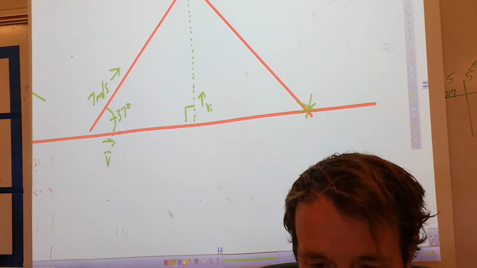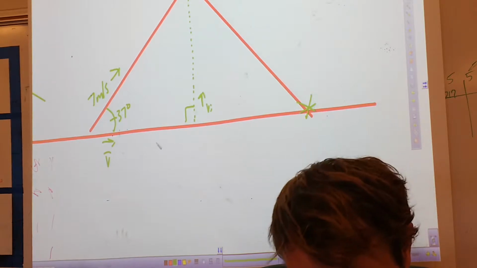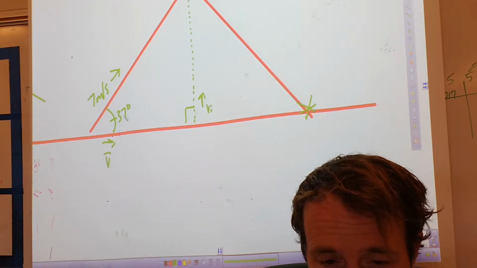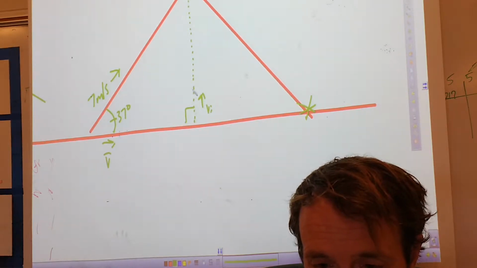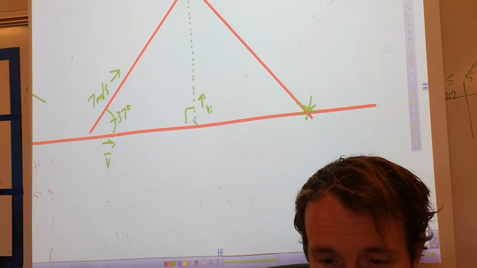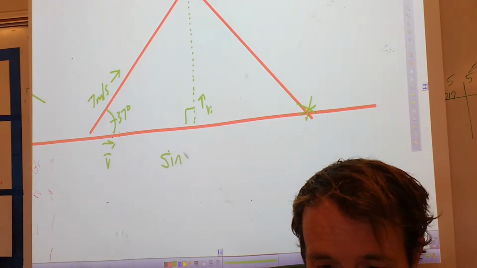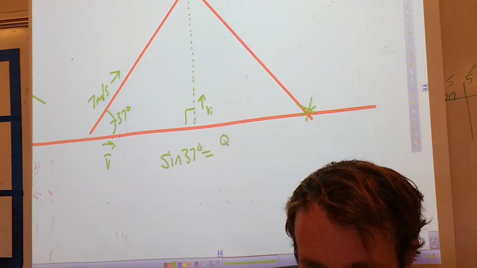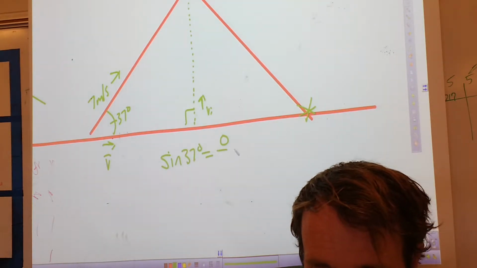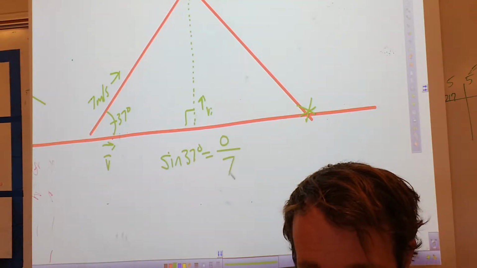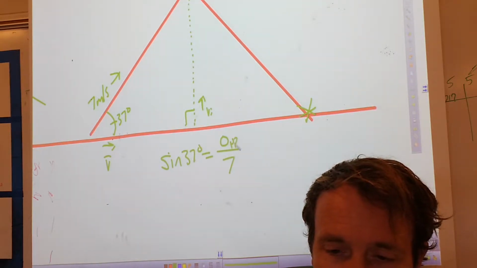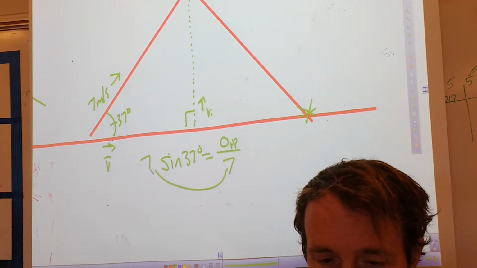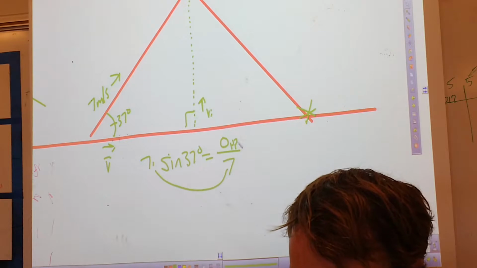Well, if we look at the information we're given, the first thing we can find out is this velocity right here, using trig. We know this angle, this side is opposite, this is the hypotenuse. So to find this, I would say the sine of 37 degrees, that's our angle, is equal to the opposite side, that's this velocity right here, over the hypotenuse, which we know is 7. So I'll just put a little there for opposite, okay? To solve for the opposite side, 7 will come up here. 7 times the sine of 37 will give us the opposite side.